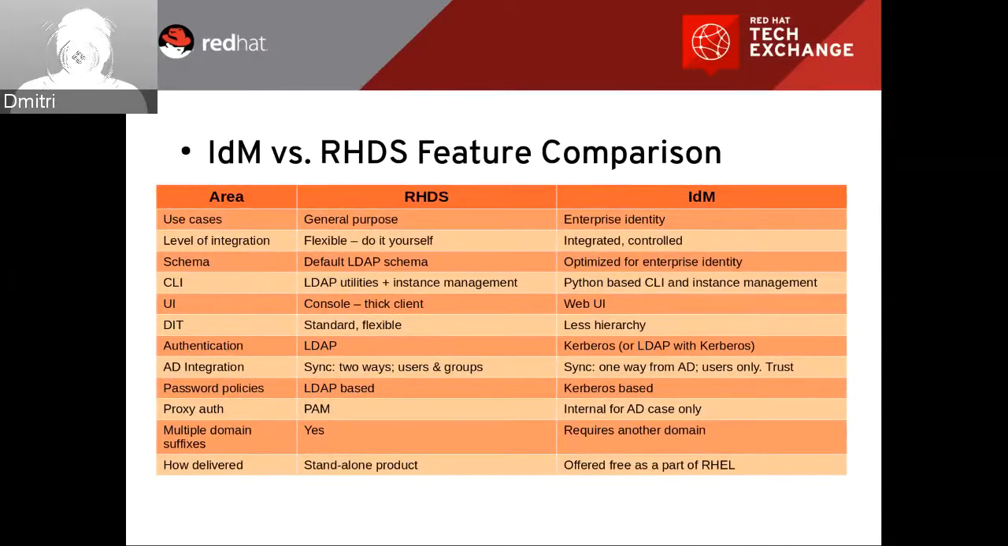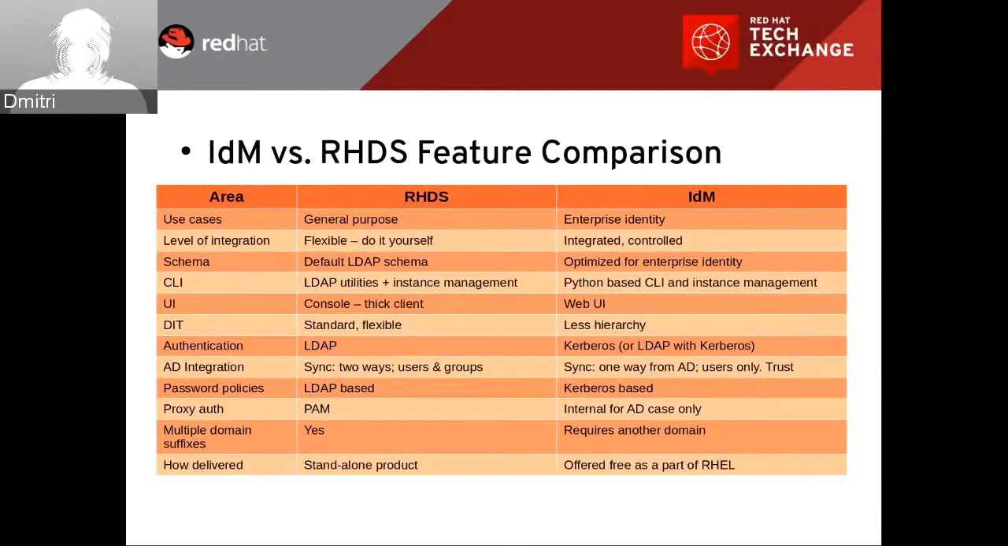So the schema that comes with the directory server is the default schema, while with identity management, it is optimized for the specific use case of serving the identities and authentication and policies for the inside-the-enterprise use case. Command line.